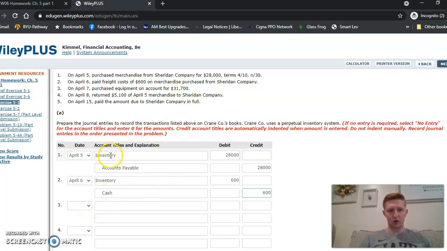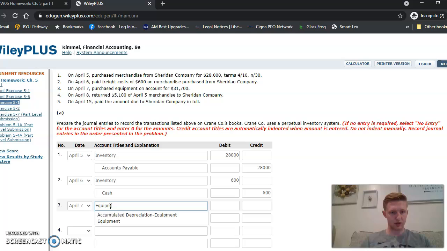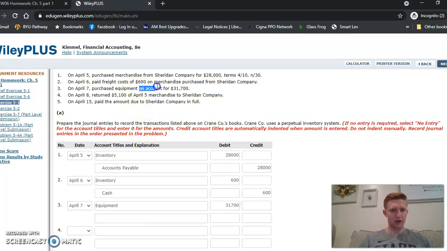Okay, perfect. And then on April 7th, they purchased equipment on account for $31,700. So same thing with inventory, because the equipment is increasing, so there's an increase in assets. We're going to debit equipment. So let's first select the date, that was April 7th. And then we're going to debit equipment here to show that there was an increase. Okay, and that was worth $31,700. And then it said that was purchased on account. So we're going to go ahead and put that on accounts payable for $31,700.